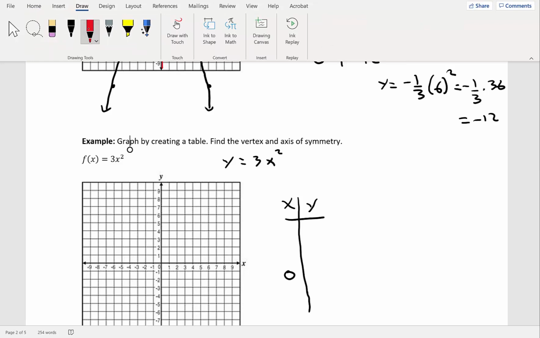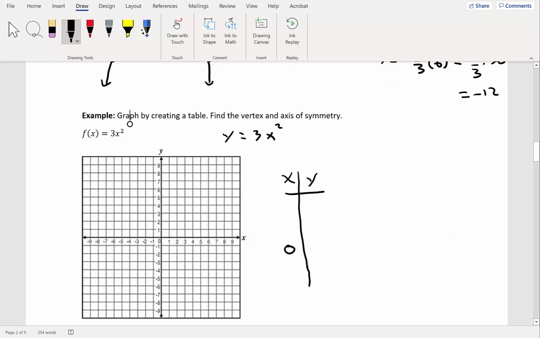Now before we start plotting points, let's take a look at which way the parabola is going to open. So since my a is positive here, that means it's going to open upward. Okay. So when we create our table and we find our points, we have to make sure that our parabola is going to open up. Okay. So first point, if I choose 0 for my x, I get y is equal to 3 times 0 squared, which just gives me 0. Okay. So I have this point right over here. This is my vertex. My axis of symmetry has to go through my vertex.